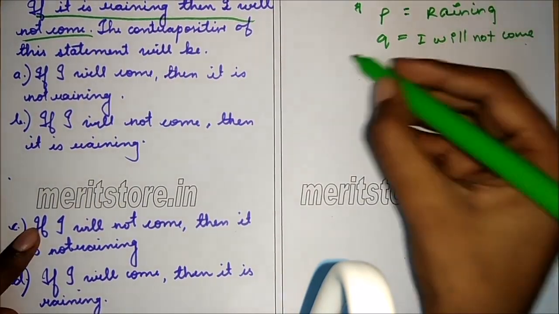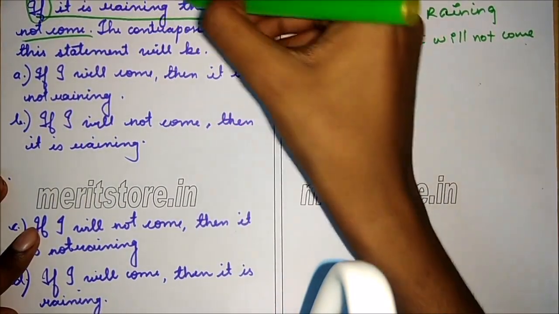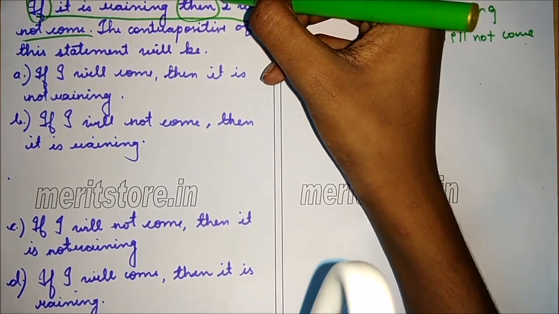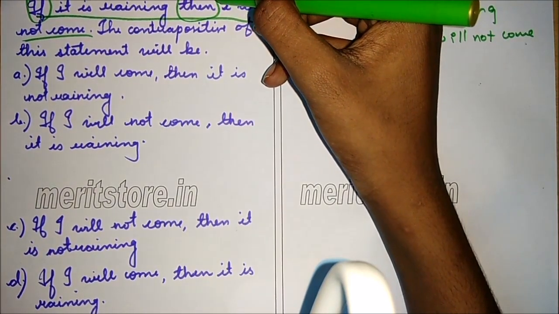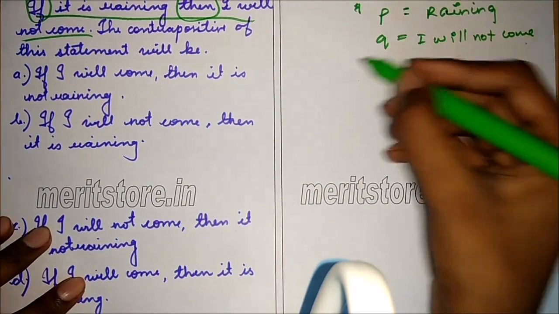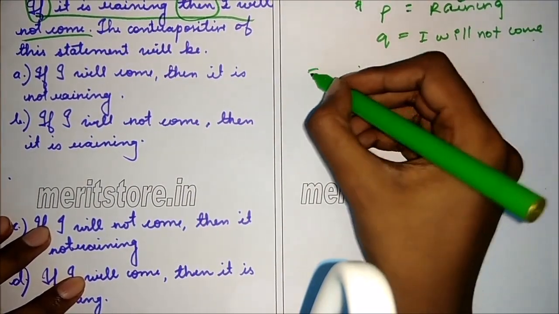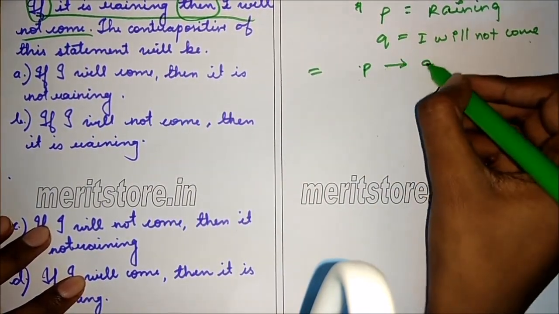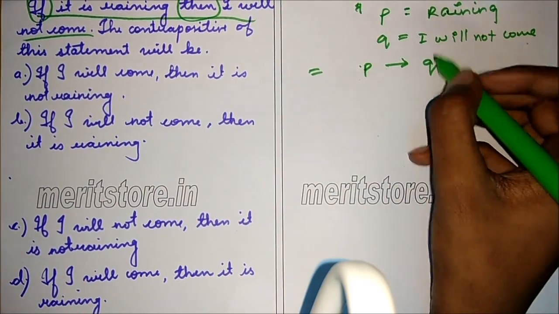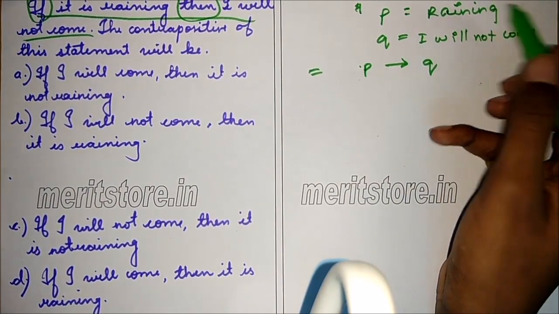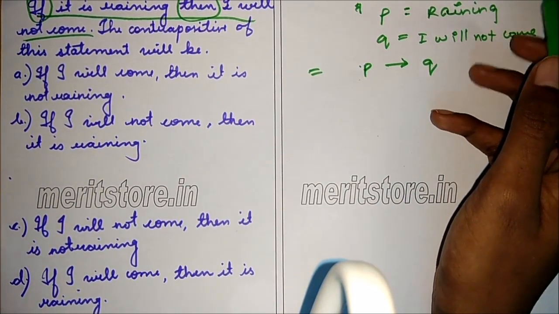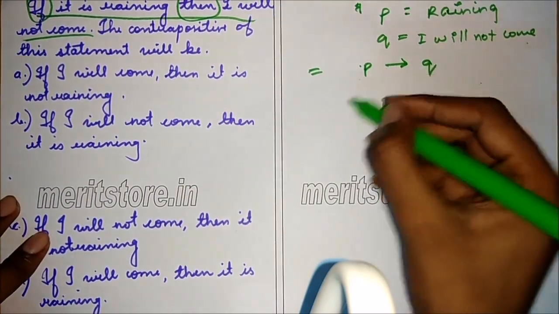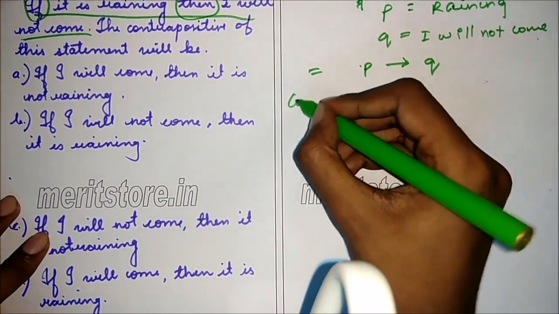So the symbolic form uses if-then words, so this is a conditional statement. Symbolically it will be P implies Q. That is, if P happens, then Q will happen. That is, if it rains, then I will not come. So the contrapositive form will be negation of P.